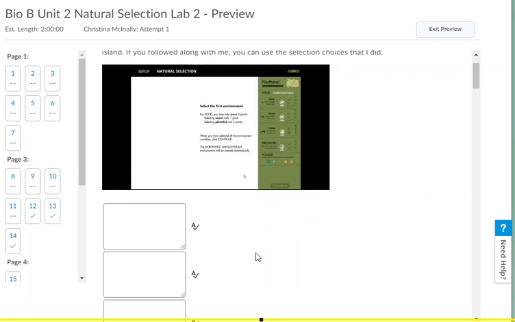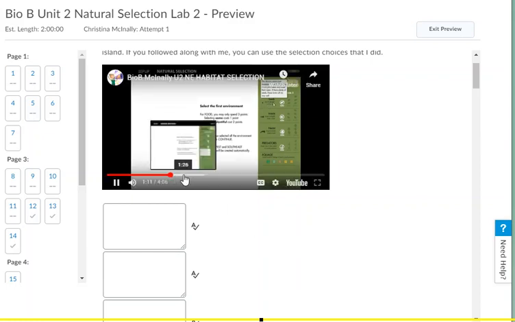So we have options for seeds. For food, there is seeds, where a short, straight beak is best. Insects, where a long, straight beak is best. Nectar, where a long and curved beak is best.